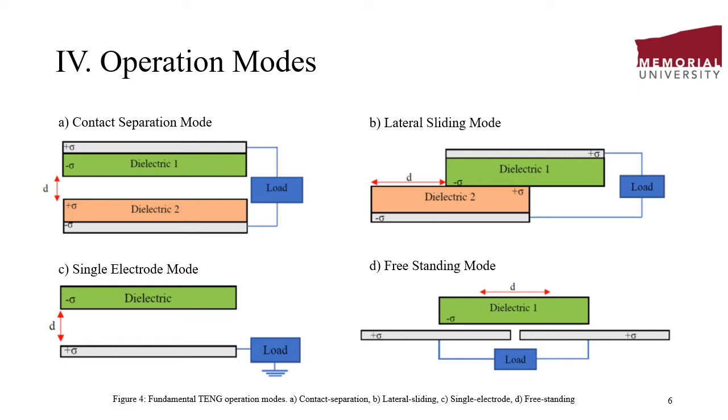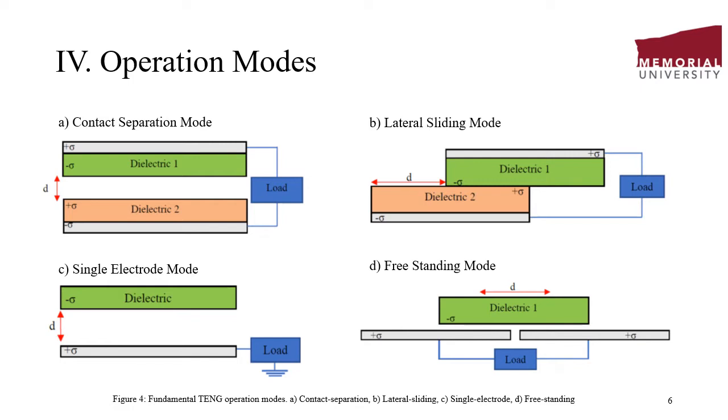The next one is called the lateral sliding mode, where a current flows in the external circuit when two frictional layers slide apart and their triboelectric charges start electrostatically inducing opposite charges on the electrode. An external circuit generates an alternating current by sliding in and out of the frictional layers.